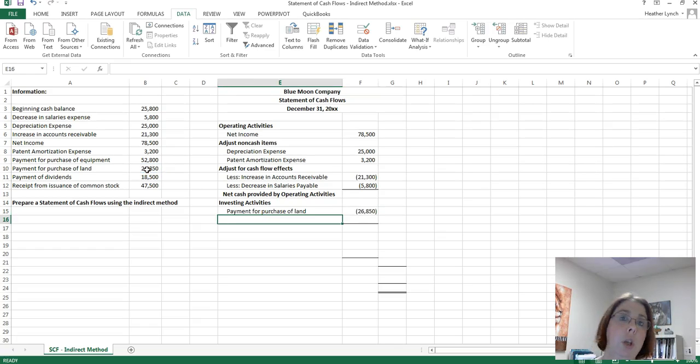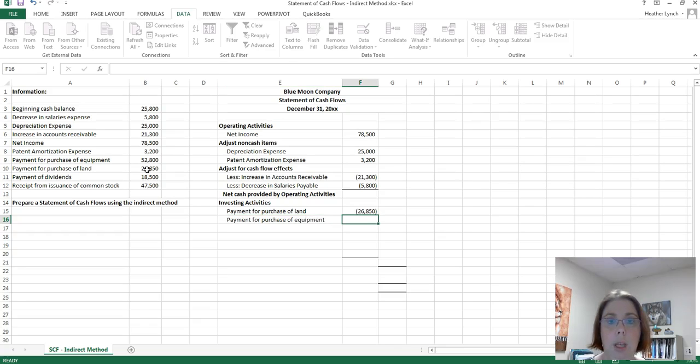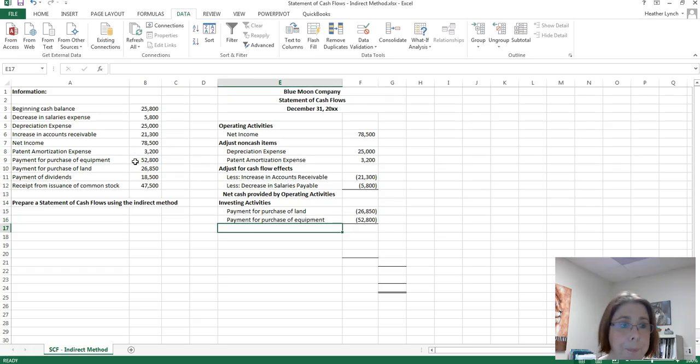We also purchased equipment. That's investing in our company. We may purchase equipment because we have one that's not running as well, so it's not as efficient, so let's purchase more equipment. It's investing in your company. Payment for purchase of equipment. We purchased it, so that is a negative $52,800.